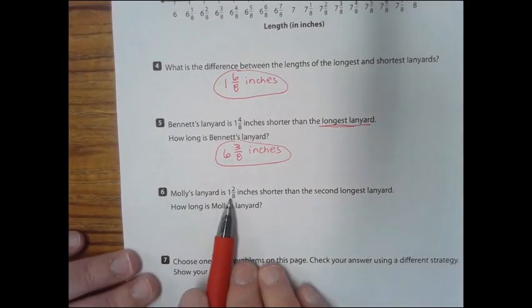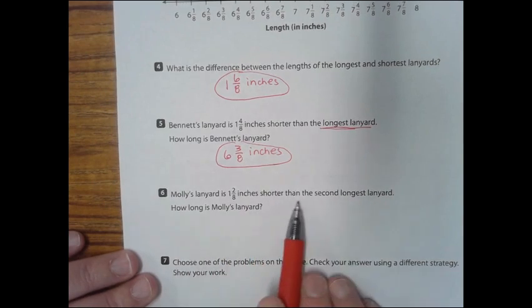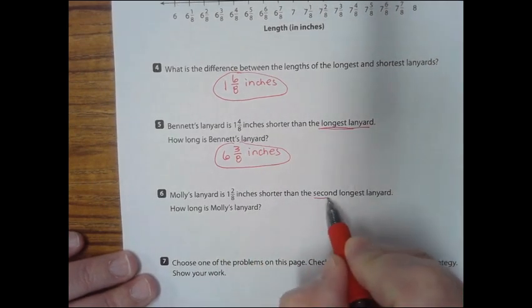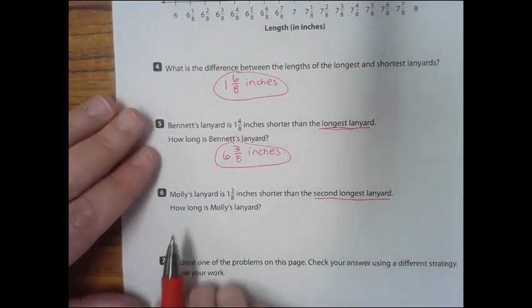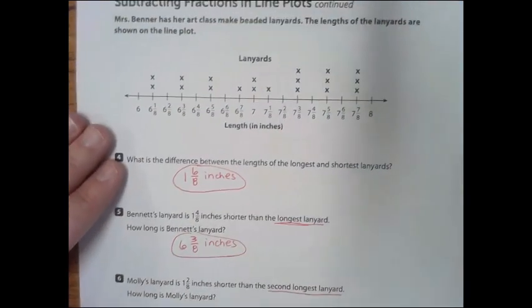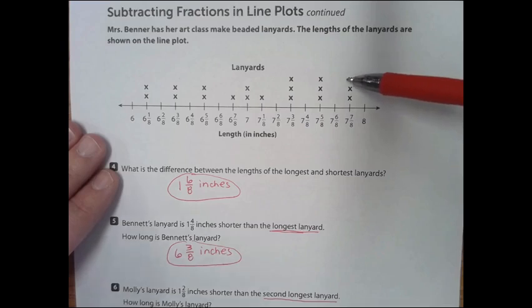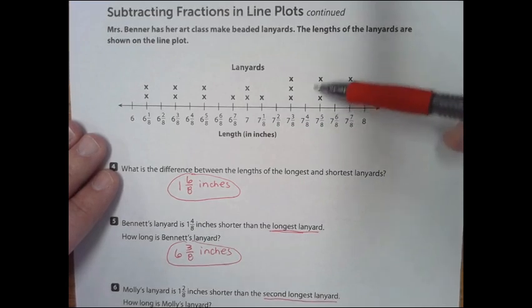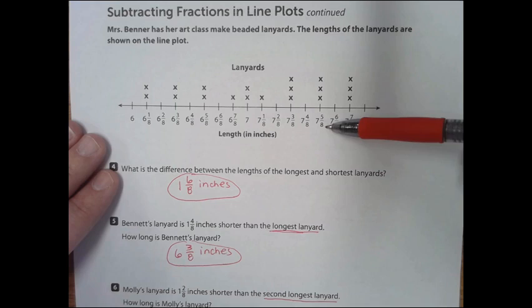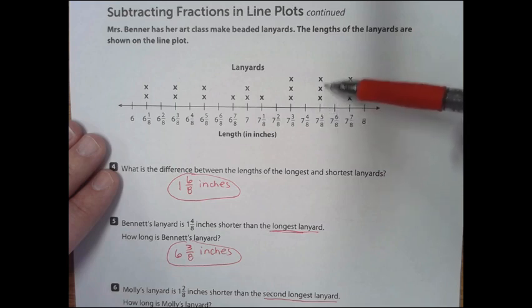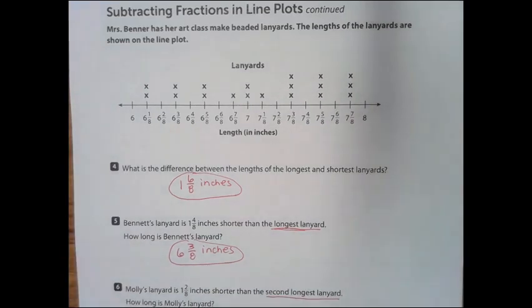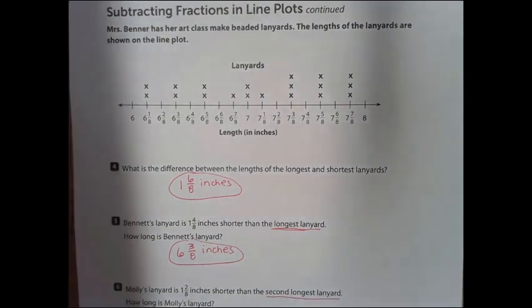Molly's lanyard is 1 2/8 inches shorter than the second longest lanyard. Okay, so how long is Molly's lanyard? So again, looking at our data, this is the longest, right? 7 7/8. But the second longest is this bunch of lanyards here, and that is 7 5/8. So you got to go 7 5/8, because again, this would be the first longest, and then this is the second longest. So 7 5/8, take away 1 2/8.